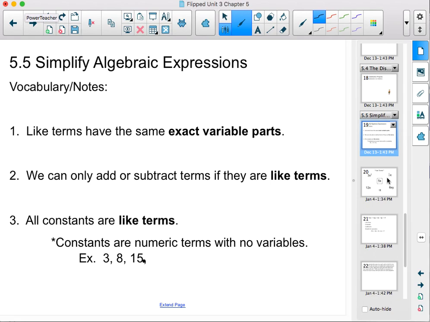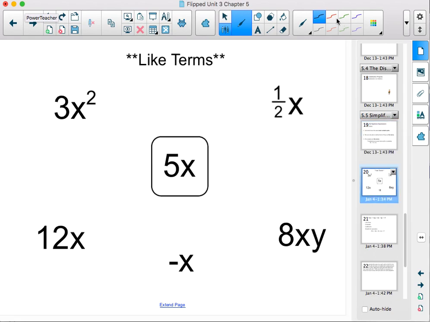Okay, let's talk about like terms. Like terms, if we are talking about this term in the middle here, 5x, remember what I said about like terms. They have the exact same variable parts. So I'm going to give you about 3-4 seconds to look at the other terms we have out here. And I want you to determine which of those are like terms with 5x. Okay, you've had a little bit of think time here.